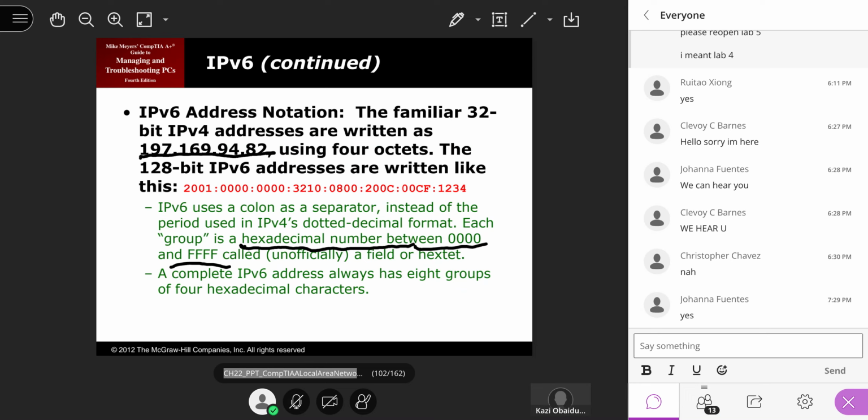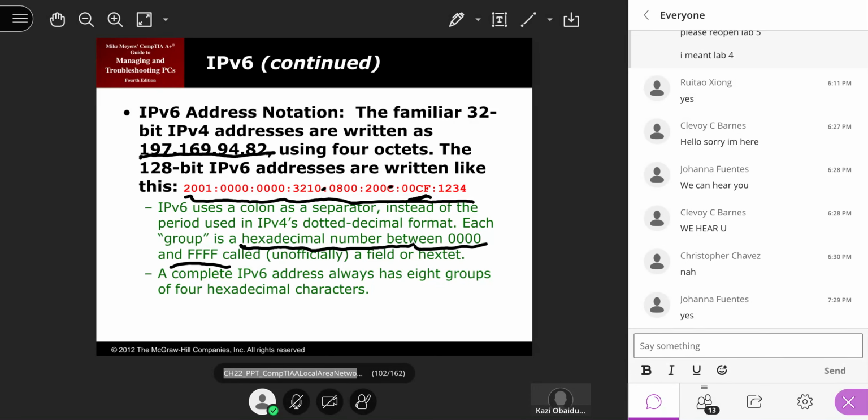Hexadecimal numbers run from 0 to F. We use 0 to F to represent hexadecimal. Maximum we can go to F. Starting from 0 to F, all the numbers in between are hexa numbers. Here, how many symbols? 1, 2, 3, 4 symbols in each group. How many groups? 1, 2, 3, 4, 5, 6, 7, 8 groups.